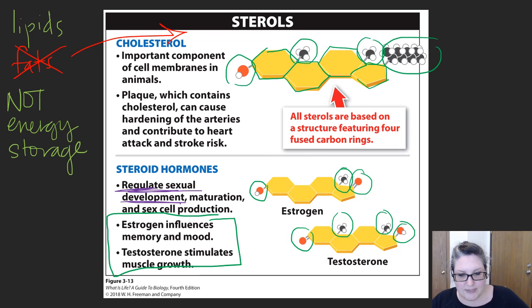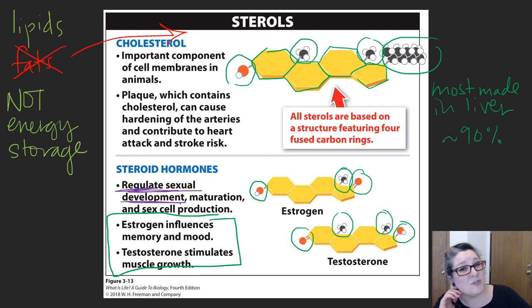Cholesterol, though, is actually essential. We need a little bit. However, most of it is made in the liver, about 90%, so we really do not need to consume very much cholesterol, because we make most of what we need, especially for cell membranes, and we'll talk about that more in the next couple chapters.